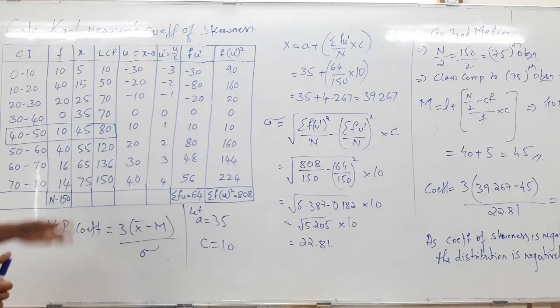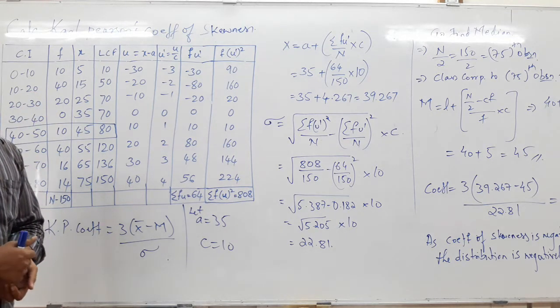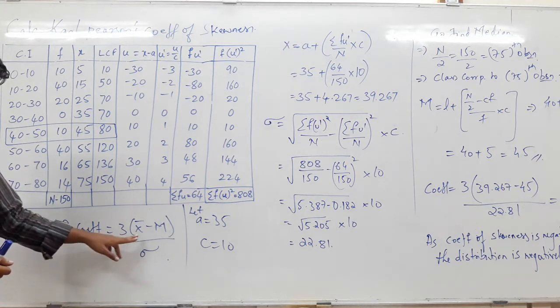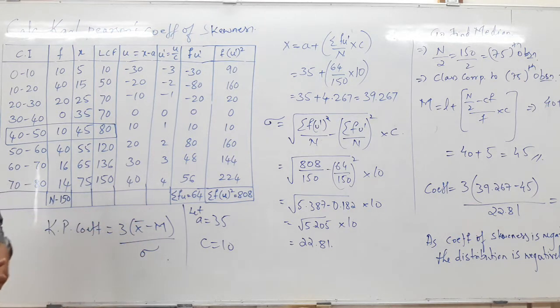You have to use this formula. Why? As I said, because mode is ill-defined here. It means in the frequency column there are 2 40s. So which 40 will you consider as mode? You cannot decide it. At that time, we will use this formula. Now for this formula, we need median to calculate it. So x bar and standard deviation, you already know it.